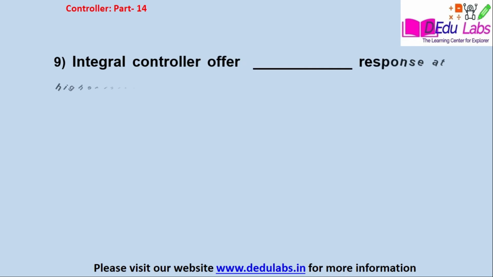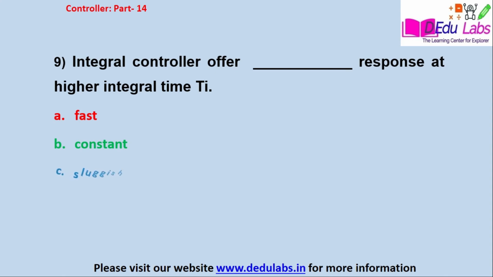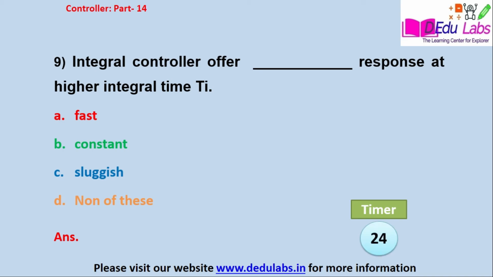Question number 9. An integral controller offers a blank response at a higher integral time Ti. Option A, fast. Option B, constant. Option C, sluggish. Option D, none of these. The answer is option number C, that is sluggish.